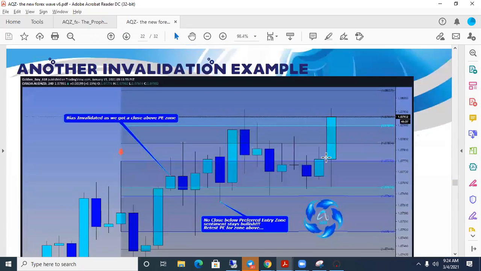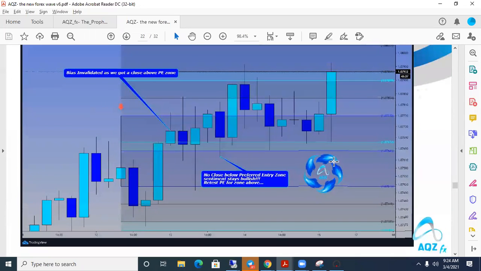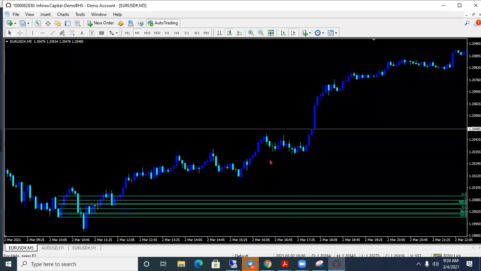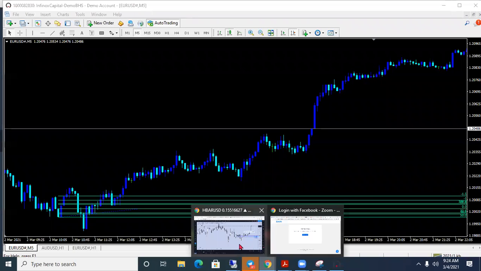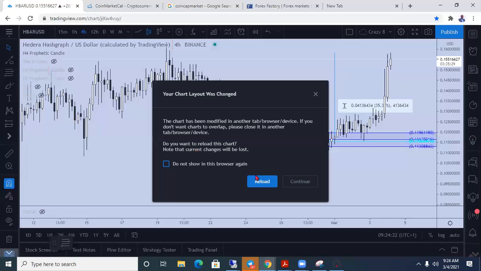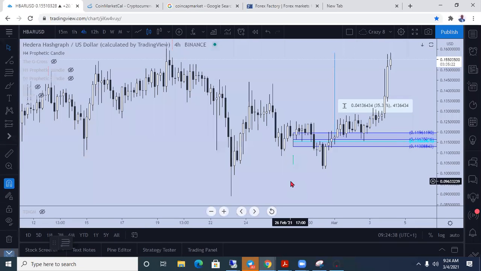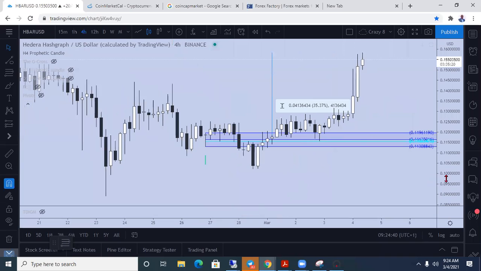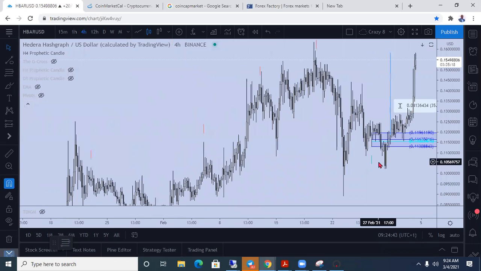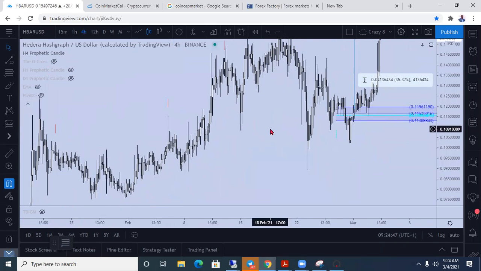So I've basically gone through AQZ for everyone. We will now go and look at Beat the Bank concept, right? And by the way, you can trade AQZ on crypto. I've been doing that on crypto. I'll just give a hint and then I'll move on. So on crypto, I use the H4 prophetic candle and the D1 prophetic candle.